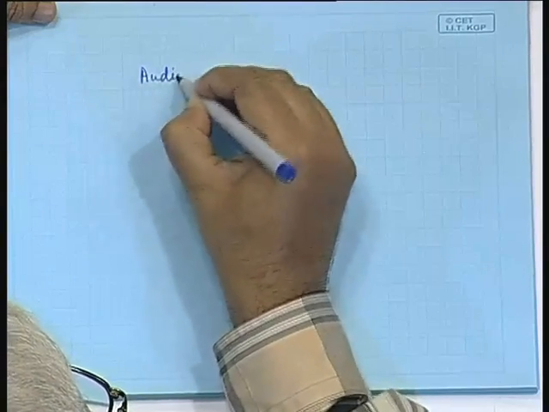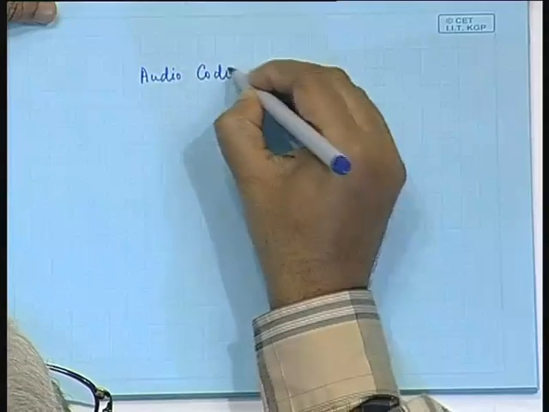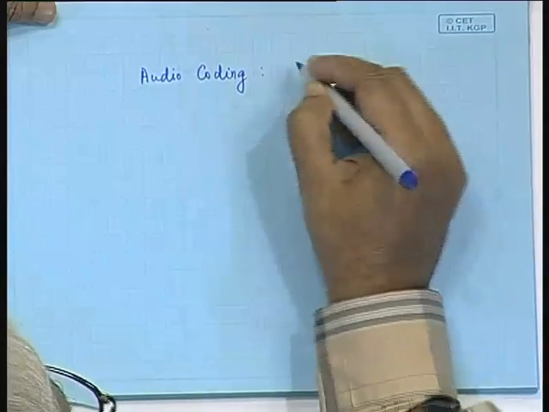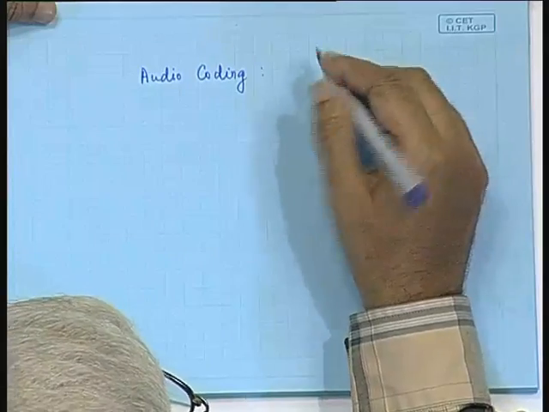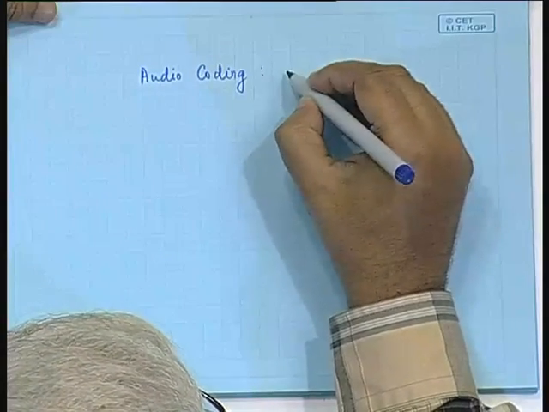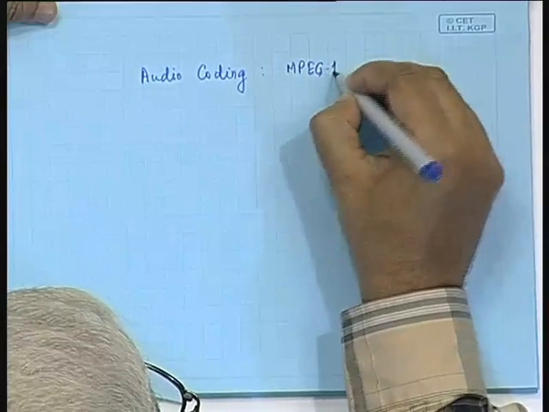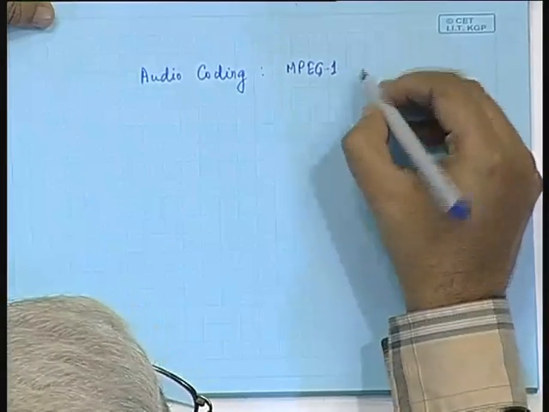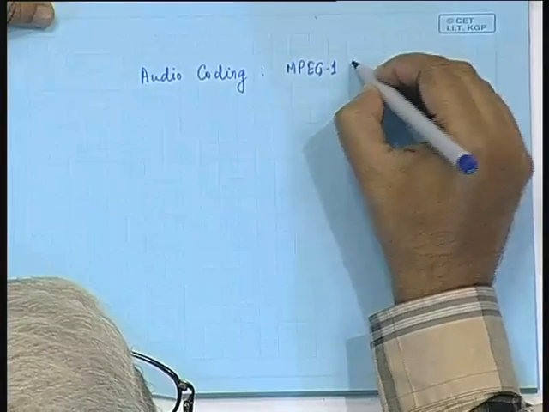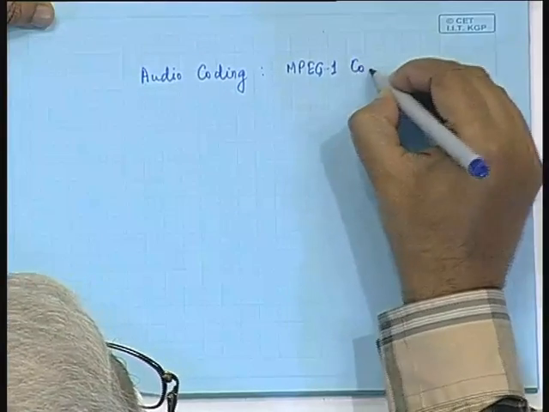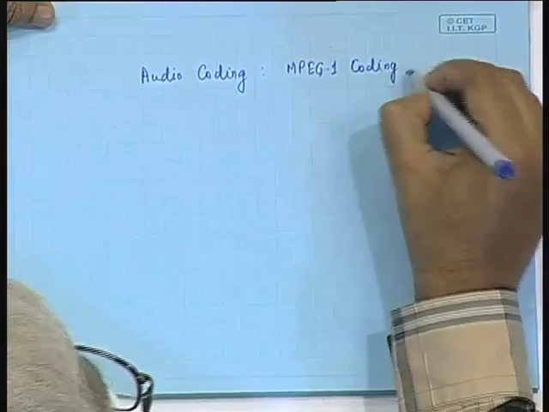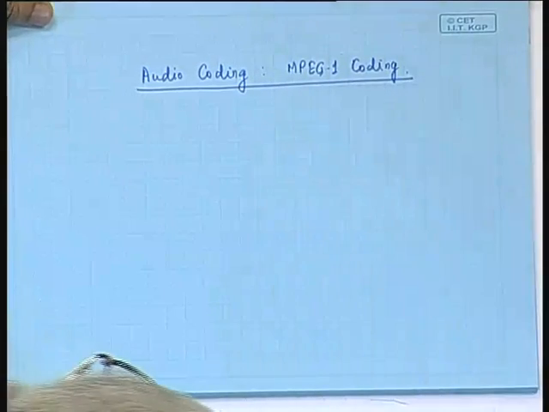In the discussion of audio coding, we will be paying our attention to the MPEG-1 codec, and especially we will cover the polyphase filter bank implementation. So, this is the MPEG-1 coding part. This is what we are going to discuss.